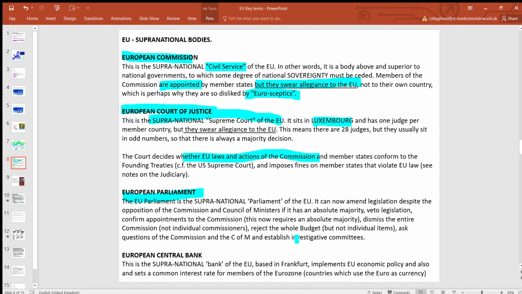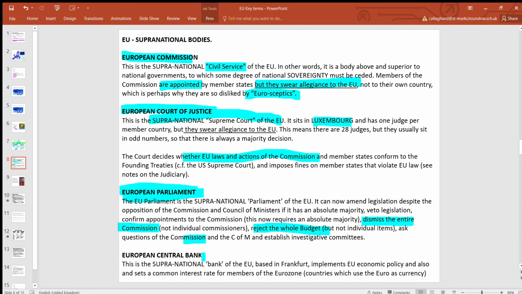The European Parliament, again, is a supranational parliament in the EU. It can do a number of things. It can amend legislation, it can reject the budget, but it doesn't have a line item veto, as we'll see in the EU, so it can't reject individual items. It can question the Commission. It can dismiss the entire Commission, but it can't dismiss individual commissioners. So it's a power, but it's a rarely used power. But the European Parliament, of the supranational bodies, is probably the weakest of these bodies.